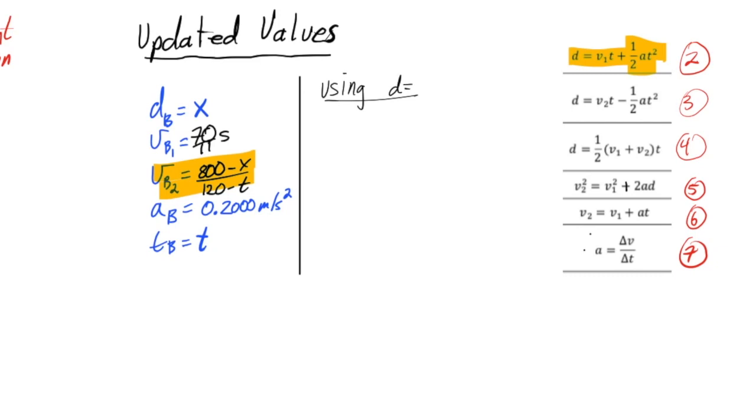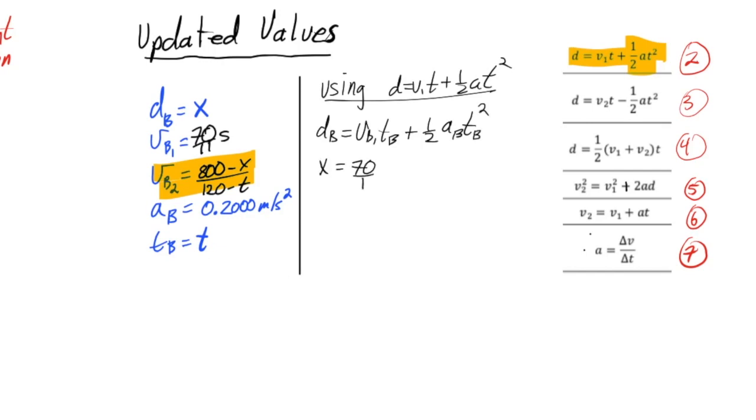So using d is equal to v1t plus 1/2 at squared, we got db is equal to vb1 tb plus 1/2 ab tb squared. Substituting in, x equals 70 over 11, yuck, times t plus 1/2 times 0.2 t squared. Cleaning that up, we get x is equal to 70 over 11t plus 0.1 t squared. So since we've got these numbers over here, let's call this equation A.